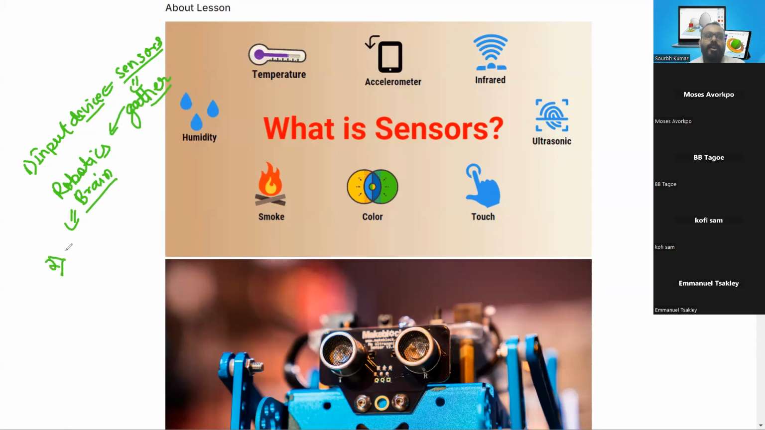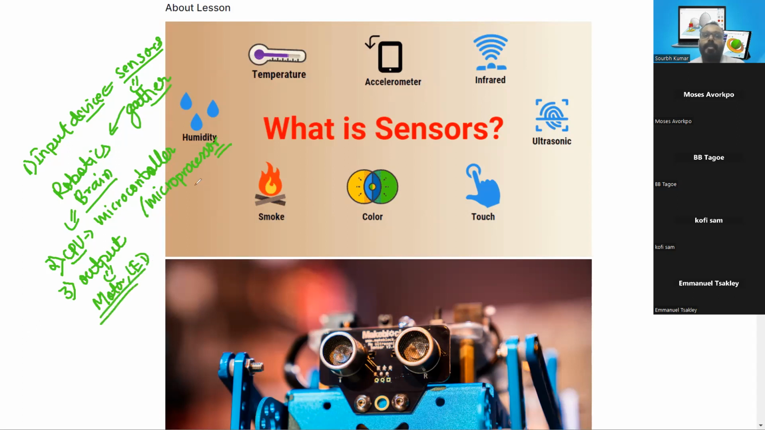The second one was the CPU in terms of a computer, but for robotics, it is the microcontroller. So the robotics brain is nothing but the microcontroller, and in some places we also utilize the microprocessor to help our execution go on. And third, last but not the least, is the output device. The output device can be the motor, the LED, and we will learn how to integrate these things into the Arduino or any microcontroller or any microprocessor to help us achieve automation in the end.